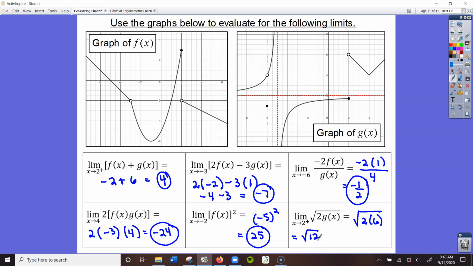And if you can ever simplify radicals, it's always good to do so, because in multiple choice questions for the AP exam, typically the answers are simplified. 12 is 4 times 3, and then 4 is 2 times 2. So here we have a pair, and this 3 is all by itself. So our radical will be 2 times the square root of 3. And that's finding limits algebraically.